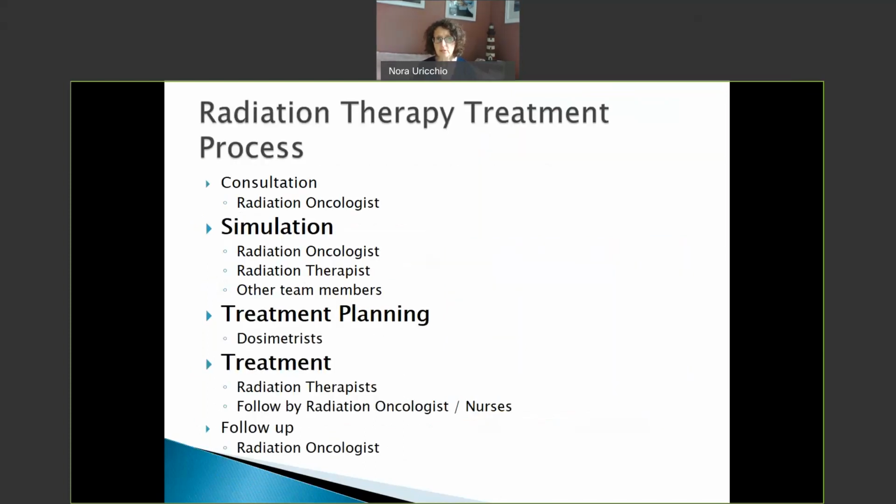The process of radiation therapy, if somebody needs to come for treatment, the first step would be to see the doctor during the consultation. And the next step would be simulation, treatment planning, and treatment.